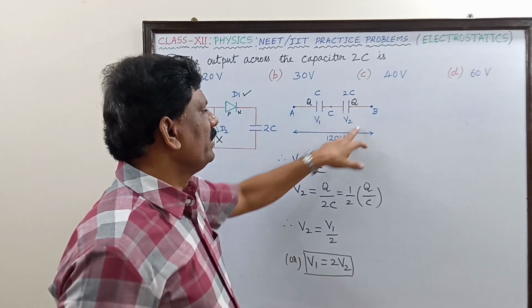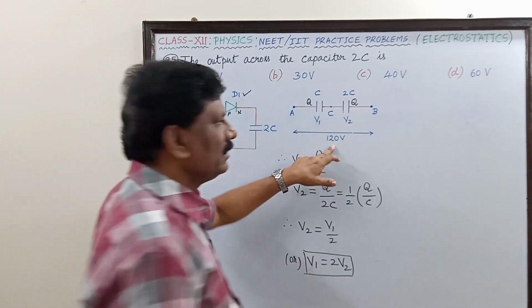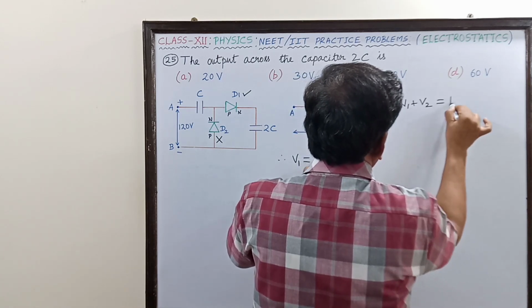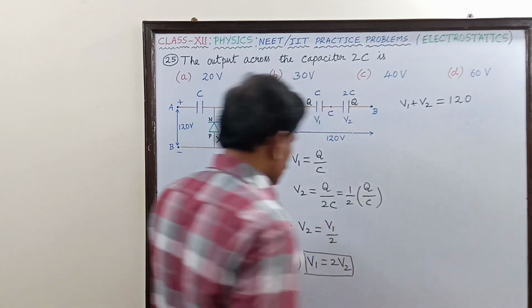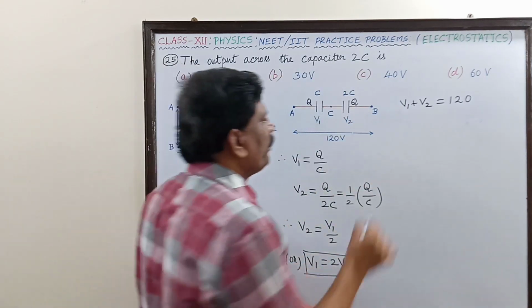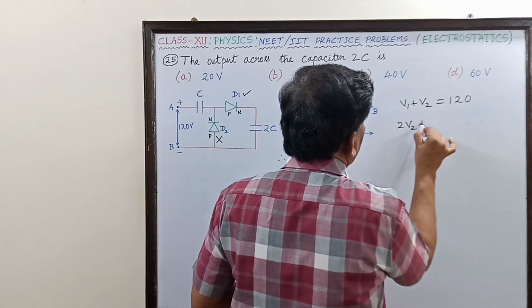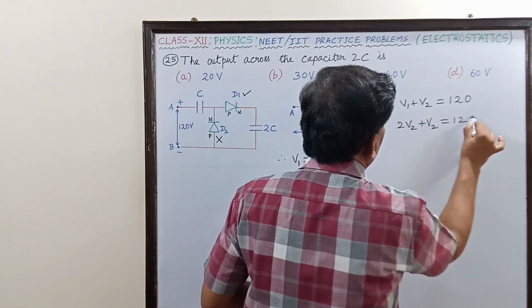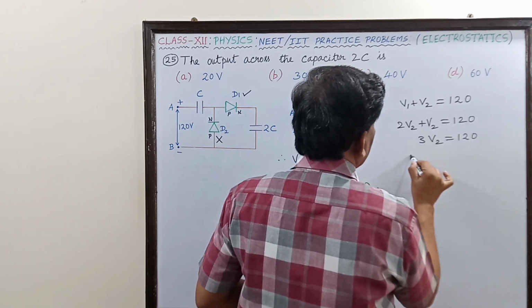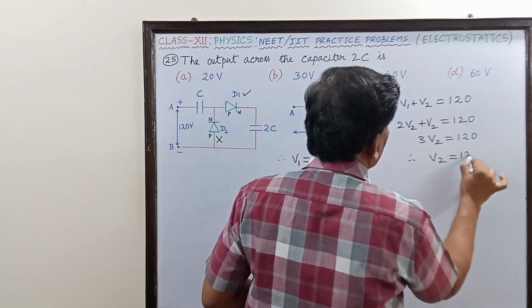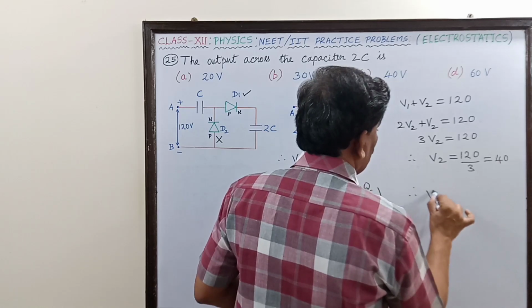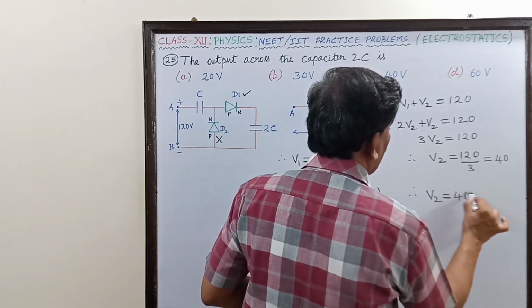Now V1 plus V2 must be equal to how much? 120, is it not? That I will write. So V1 plus V2 must be equal to 120. So in place of V1 I am going to substitute 2V2. So 2V2 plus V2 is equal to 120. So 3V2 is equal to 120. Therefore V2 is equal to 120 by 3 is equal to 40. Therefore V2 is equal to 40 volt.